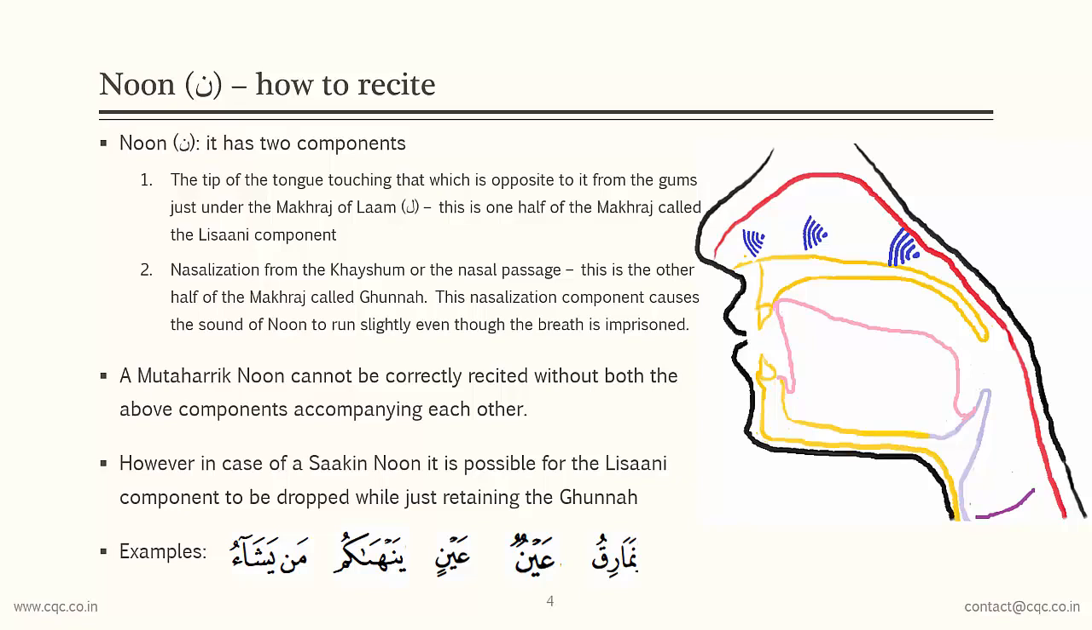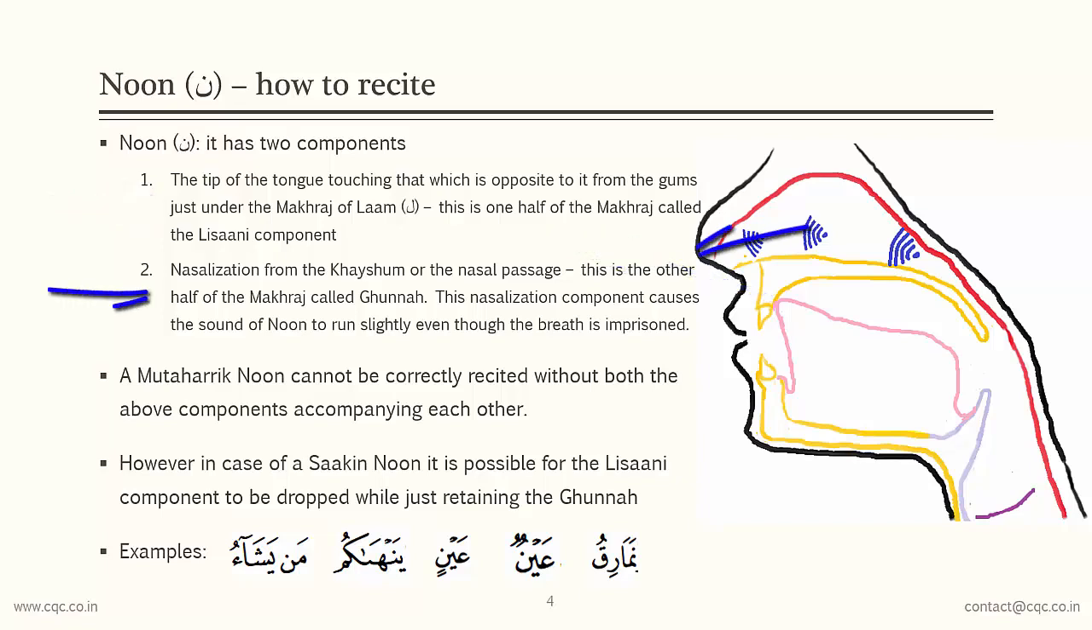The makhraj of Noon has two components. The primary makhraj is when the tip of the tongue touches that which is opposite to it from the gums of the top two incisors. This point is just under the makhraj of Lam. This is one half of the makhraj called the Lisani component or the tongue component.